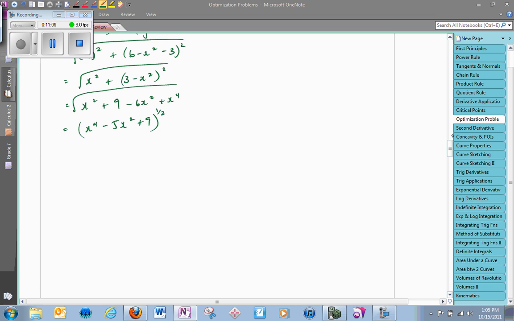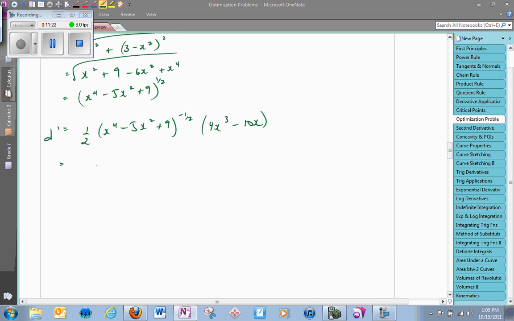Now I can take my derivative, bring down the exponent, bracket, the new exponent times the derivative of the inside bracket. Rearrange so that it looks a little bit nicer.